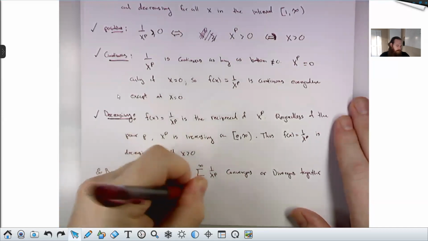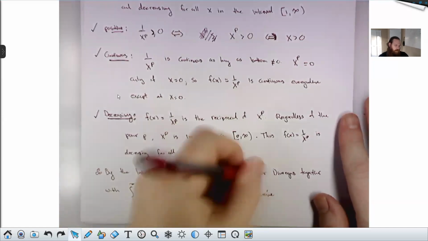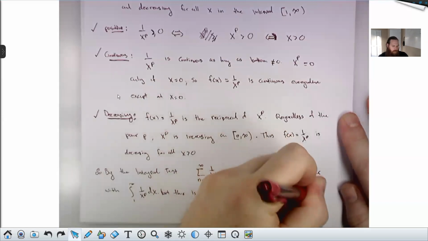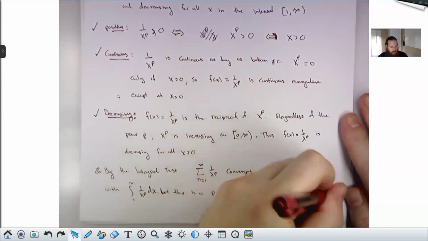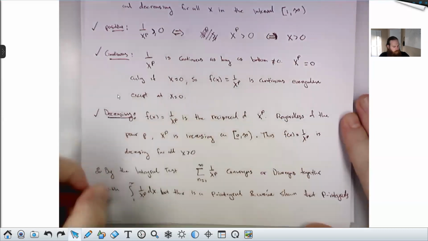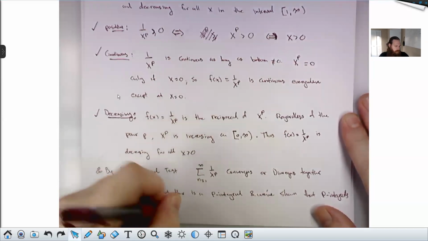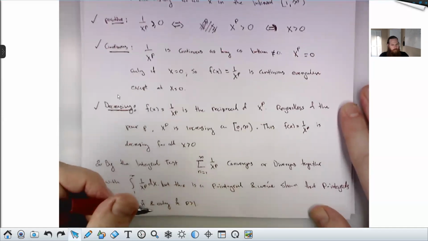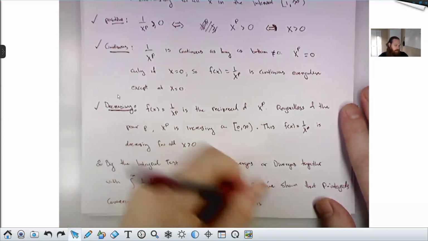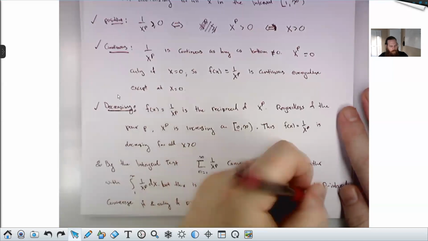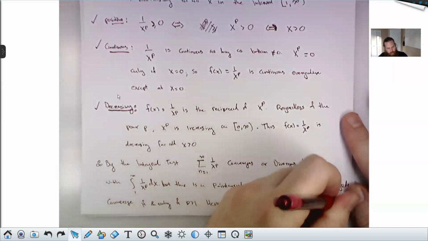So I'd say, but this is a p integral. And we've shown previously, right? We've shown in section 7.8 that these p integrals converge if and only if p is bigger than 1. Hence the same is true for our series. And that completes the proof.